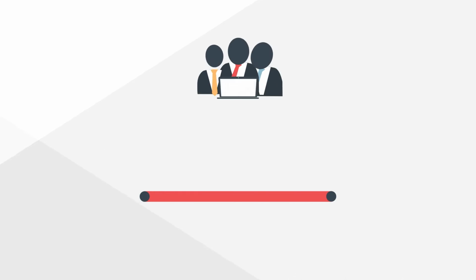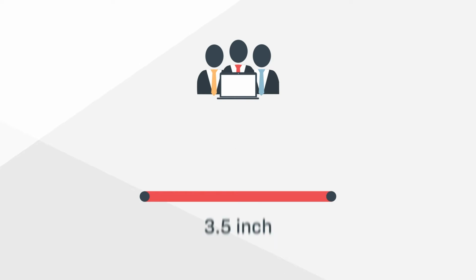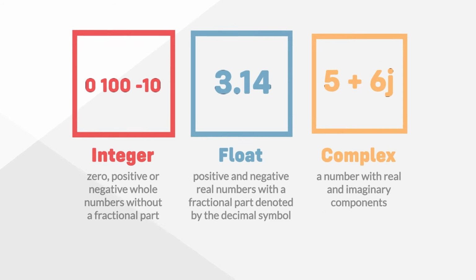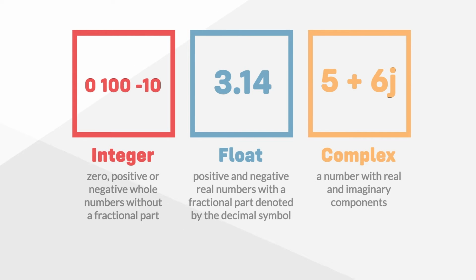For instance, imagine the distance between 2 points and the number of employees in a company. The distance between 2 points can be any number, even decimal. But the number of employees in a company is always an integer. There are 3 distinct numeric types in Python: integers, floating point numbers, and complex numbers.